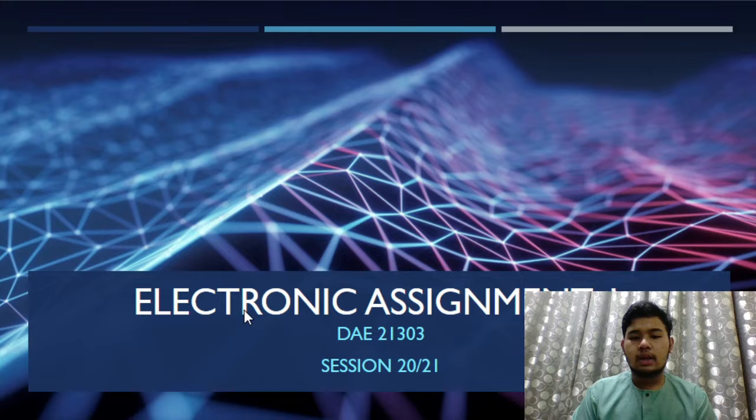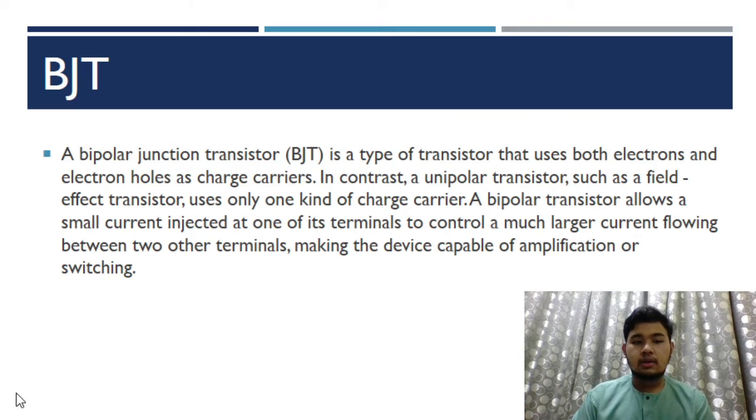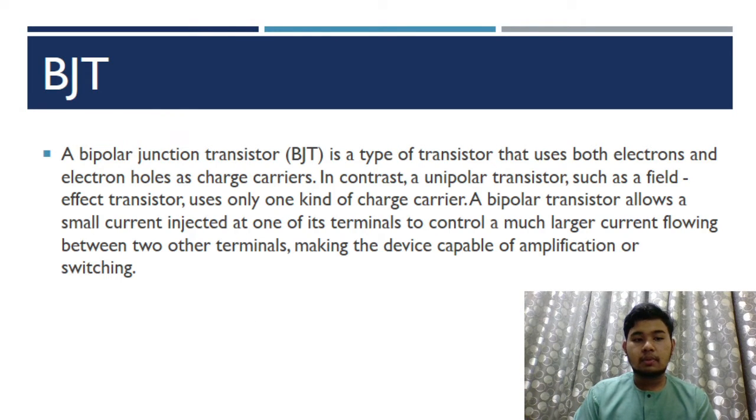Okay, now I will explain about BJT. BJT is a bipolar junction transistor, also called BJT, a type of transistor that uses both electrons and electron holes as charge carriers. A bipolar transistor allows a small current injected at one of its terminals to control a much larger current flowing between two other terminals, making the device capable of amplification and switching.